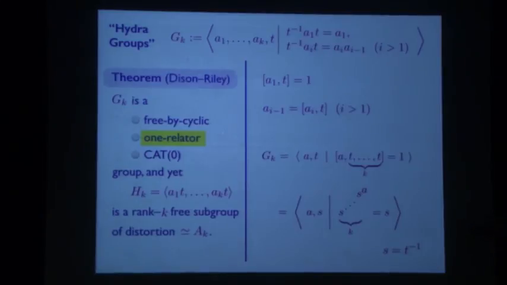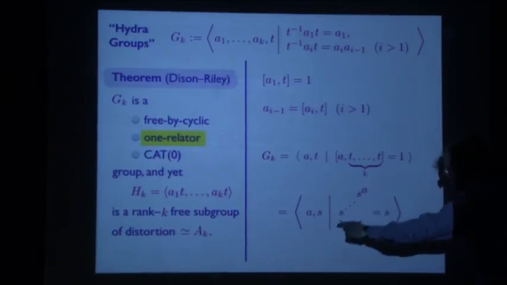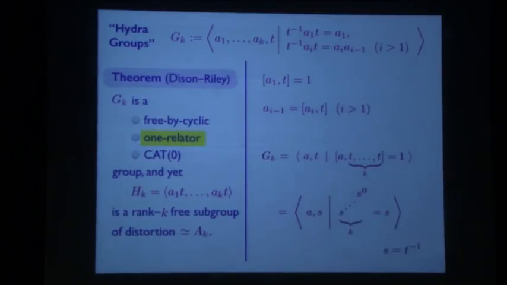And this is going to be useful in a moment. We can rewrite this relation. If we let S be T inverse, you can rewrite it like this. So this means take S, conjugate by A, and then take S and conjugate by that, and then take S and conjugate by what you've got so far, and so on, and do this K times. That should equal S.